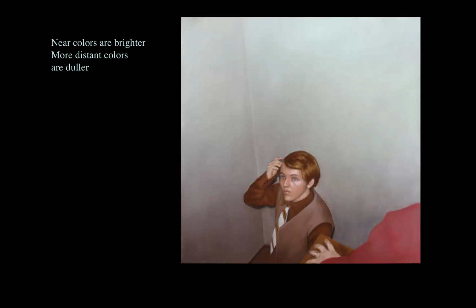Both shirts in this image are kind of an orangey red, but the brighter red arm in the lower right corner appears much closer because it's much brighter than the orange on the shirt of the figure in the middle of the painting.